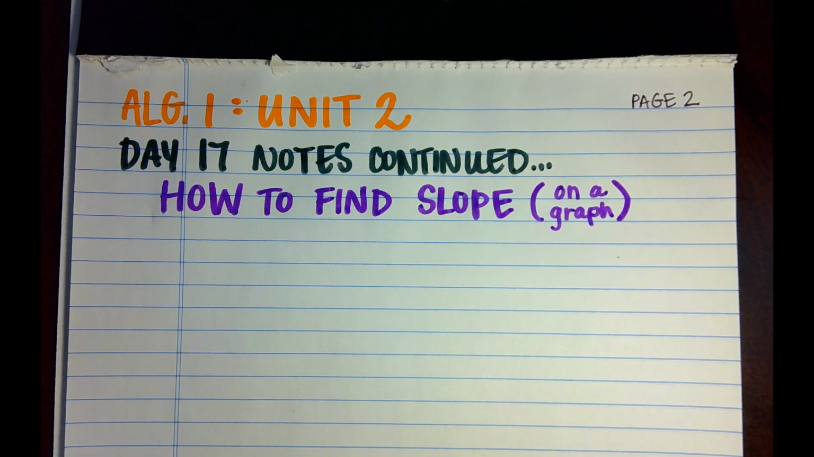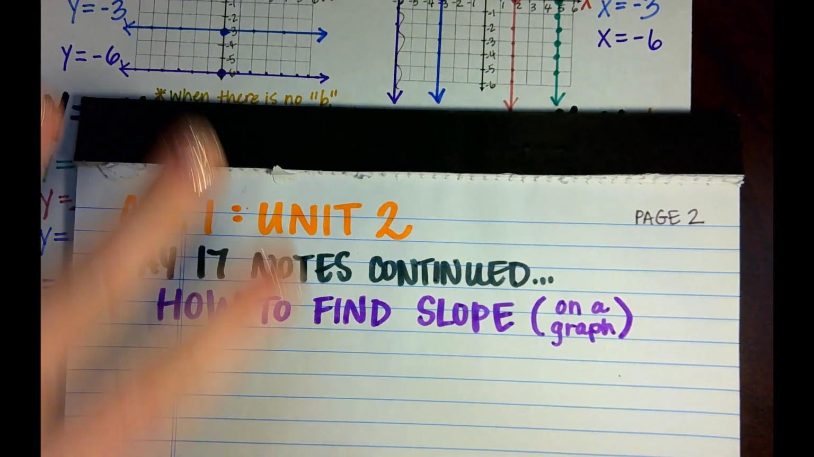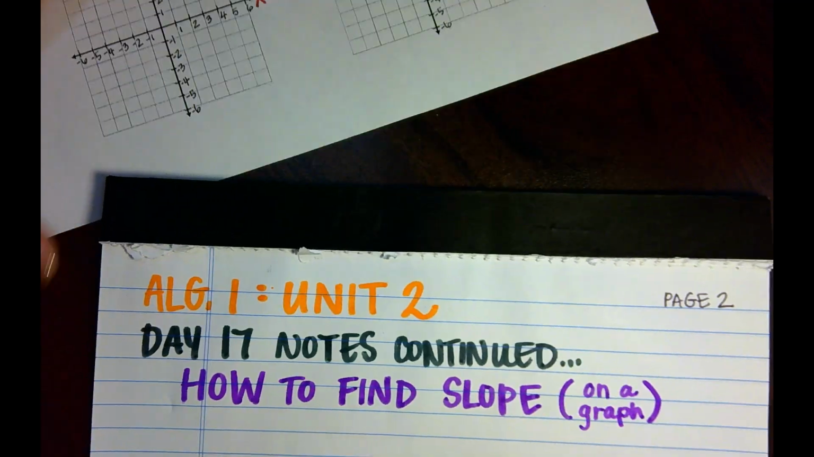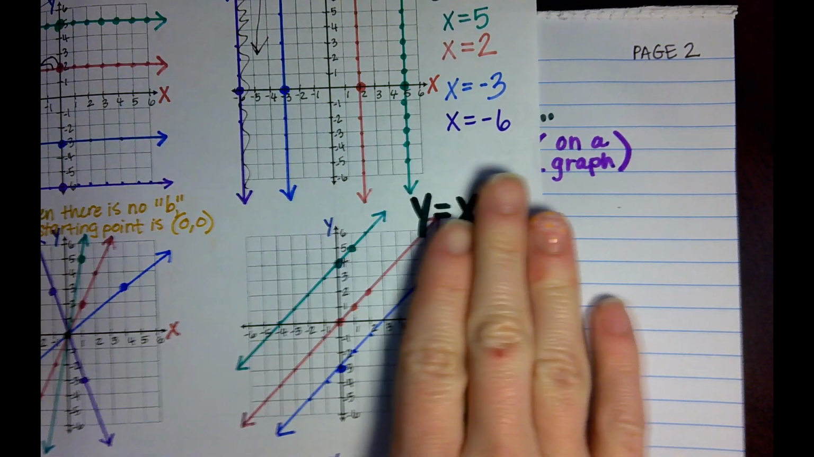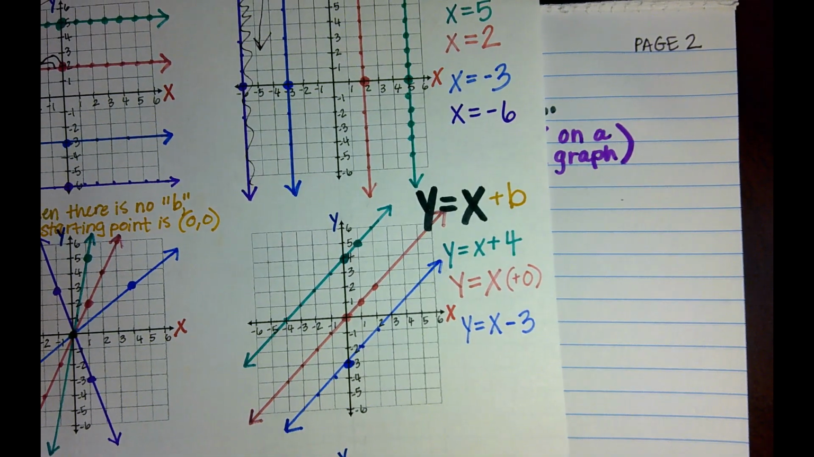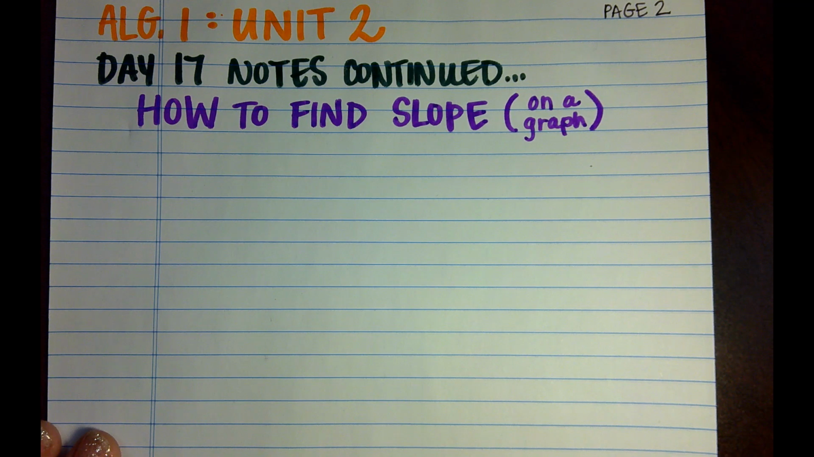So, there may come a time, and I'm not going to say may, there will come a time that I will ask you a question such as this. I'll show you not an equation, I'll show you a line that has been graphed like this. And I'll say, without giving you the equation, what's the slope? So here's a quick and easy guide to doing that.